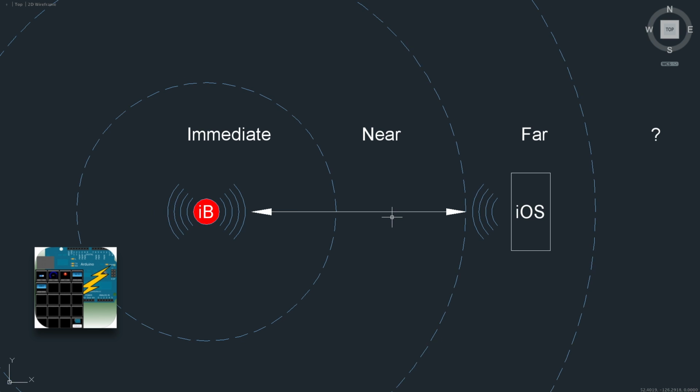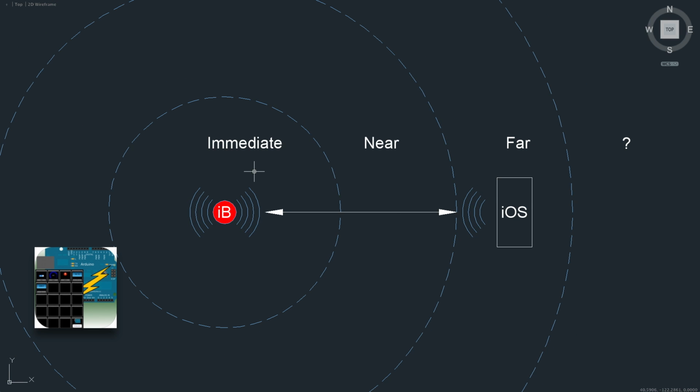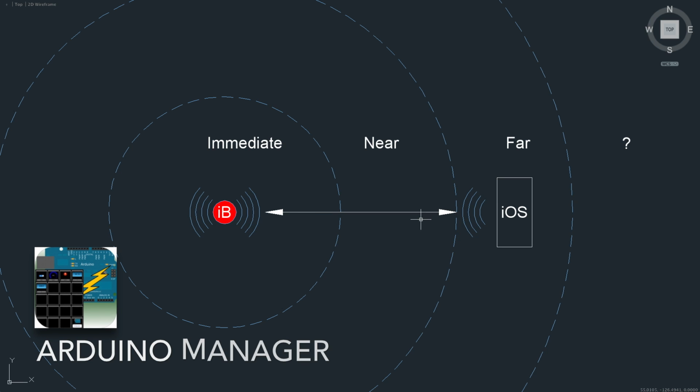So how the actual iBeacon widget is set up is we have four different regions right now through Arduino Manager. So we have the immediate, near, far, and then out of range. So the first step is to get the iBeacon and the iOS device to read these four regions here.